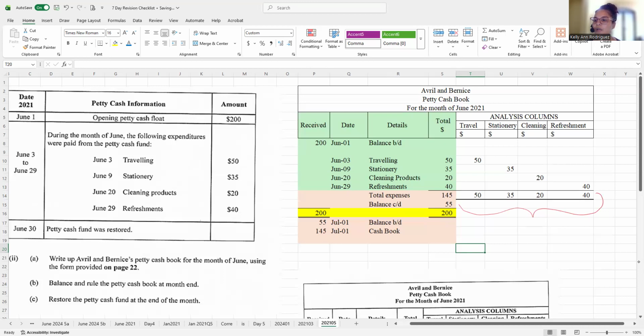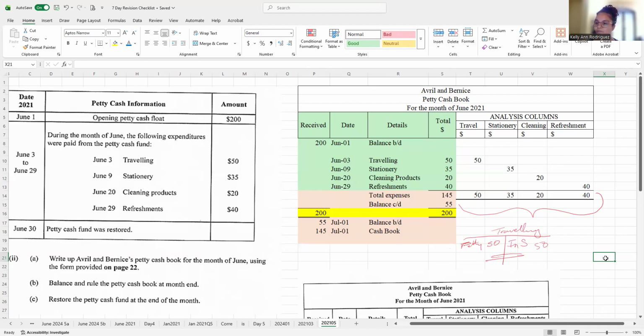So in your traveling account, you will now have expenses, normally a debit entry. So when you move it from here, you go to your debit side, right? And you put travel, balance from petty cash, on what date, $50. So you have your traveling account. And the same thing with your stationery, cleaning, and refreshment. And that's it. At the end of the day, you write off to the income statement, $50, and this account is closed at the end of the month.